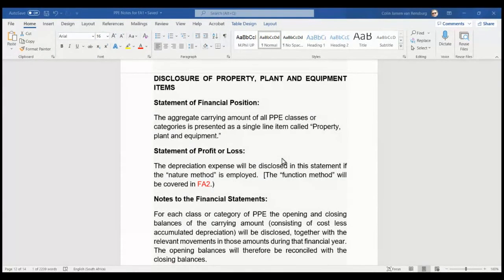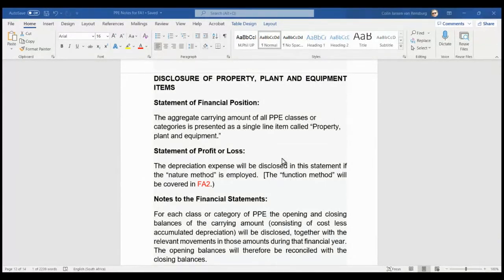So additions, which add to your cost accounts, disposals, which you subtract from your cost accounts as well as your accumulated depreciation accounts, and then the depreciation for the year, which adds to your accumulated depreciation. Thank you for all those answers, ladies and gentlemen.